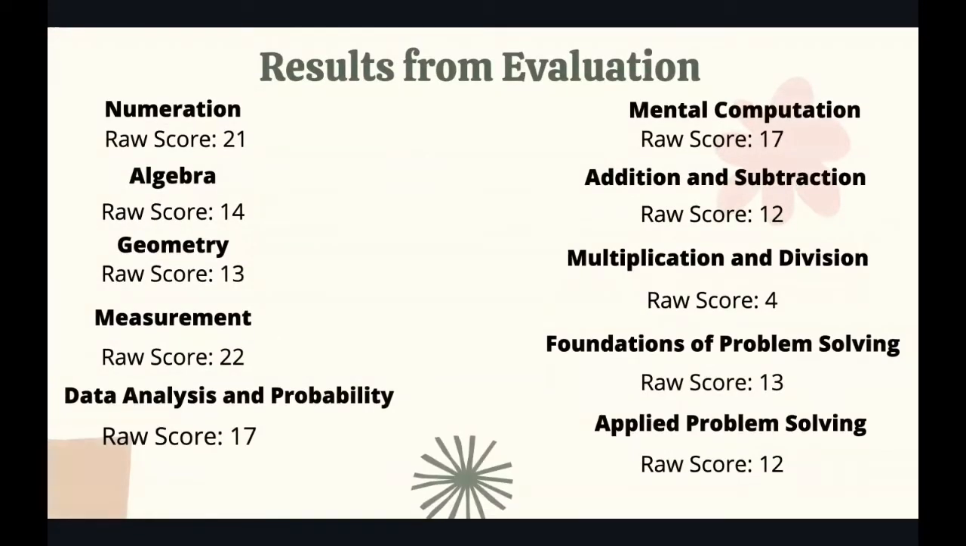So these are the results from her evaluation. As you'll see, her lowest scores are in addition and subtraction with a raw score of 12 and multiplication and division with a raw score of 14. And then her highest score was in measurement with a raw score of 22.